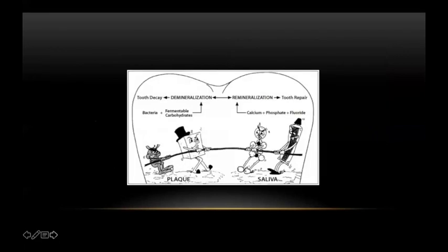So in an oral environment, especially in an orthodontic patient population, there is a tug of war that is going on all the time. It can go to the left where there's bacteria and carbohydrates, to the right where there is calcium, phosphate, and fluoride. So this equilibrium can shift back and forth, left and right, left and right.